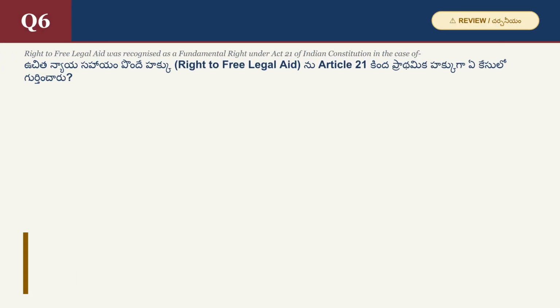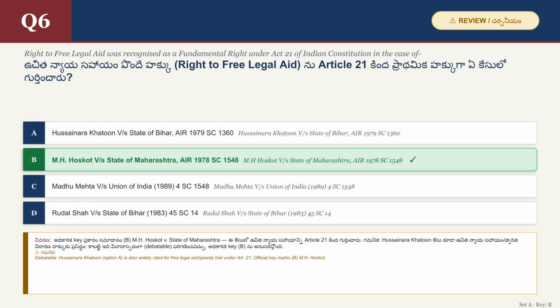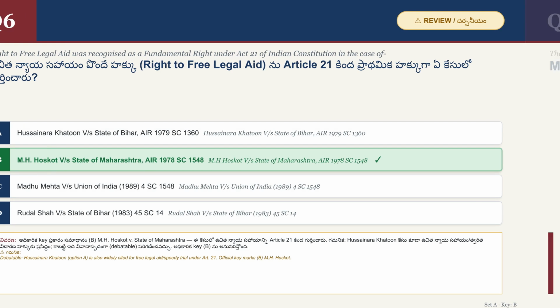Question 6 asks, in which case the right to free legal aid was recognized as a fundamental right under Article 21 of the Indian Constitution? Based on the official key, the answer is B, M.H. Hoskot v. State of Maharashtra, AIR 1978 SC 1548.